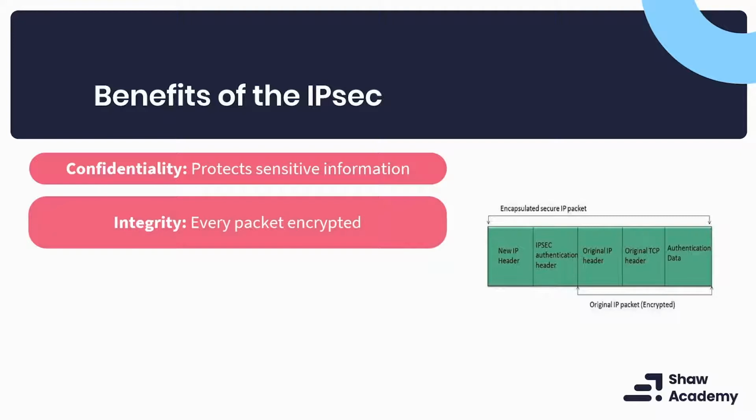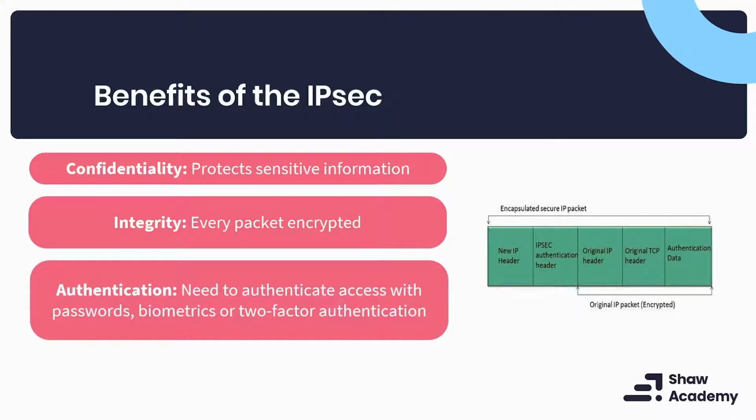Every packet is scrambled using the mathematical hash function. The encrypted packet then travels between the employee network and the internet and extranet and is only decrypted on arrival at the intended receiver. Then we have authentication.